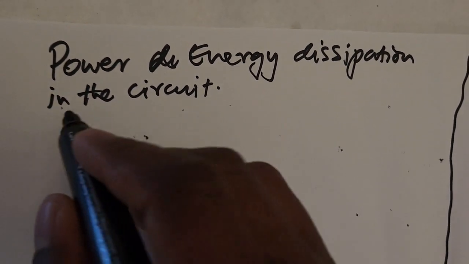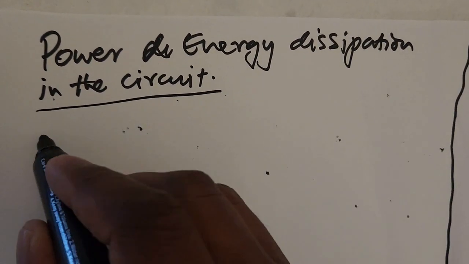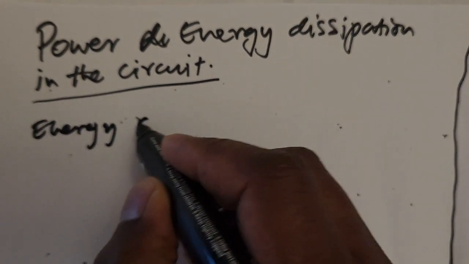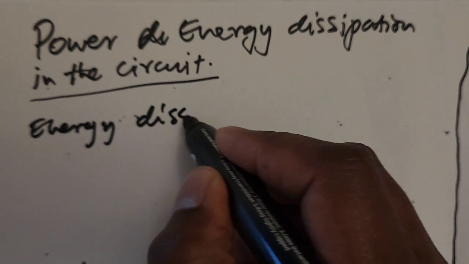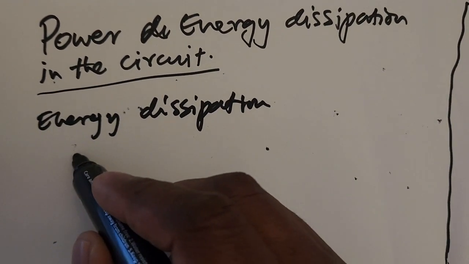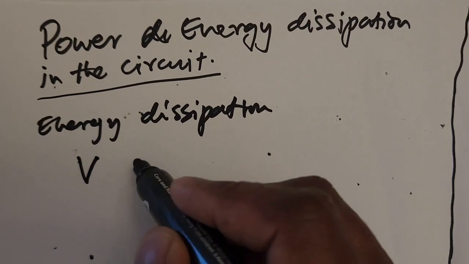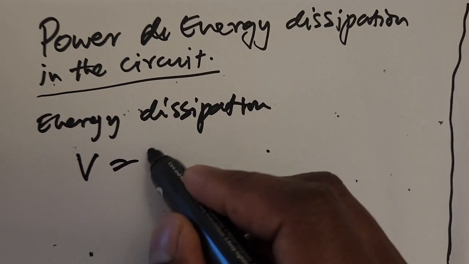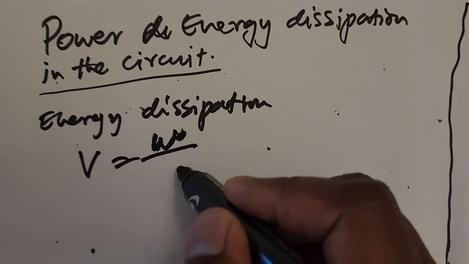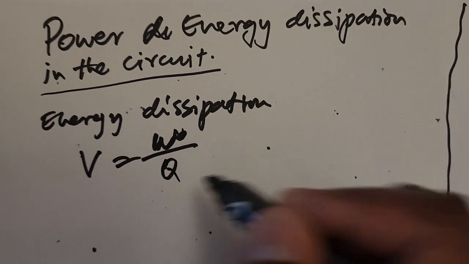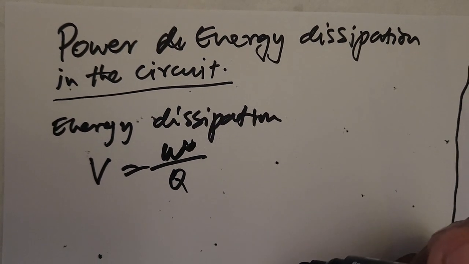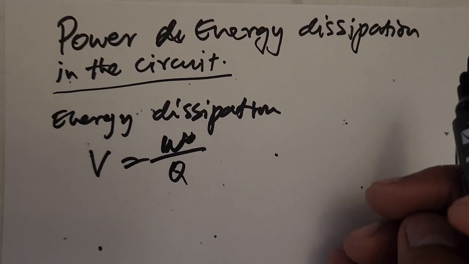We'll start with energy. Energy dissipation, we're coming from grade 10. In grade 10 we learned that voltage is the amount of work done, or the amount of energy required to move a 1 coulomb charge, or per coulomb charge.